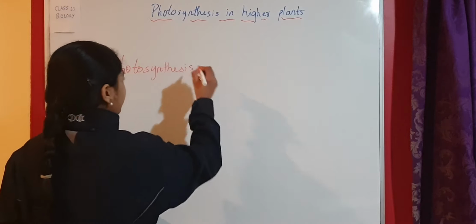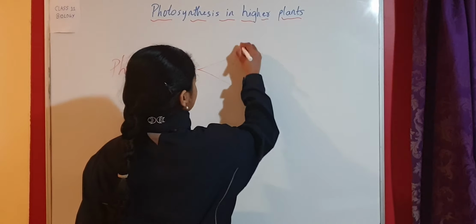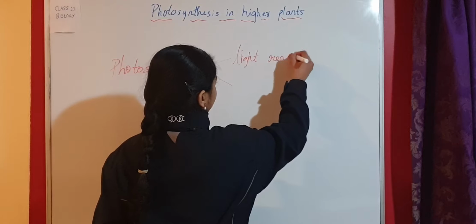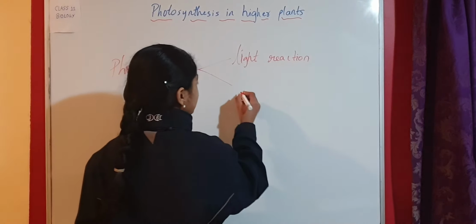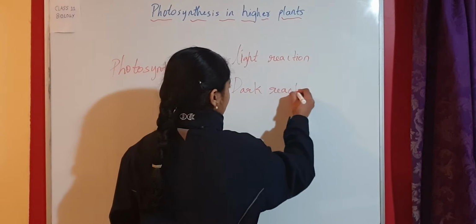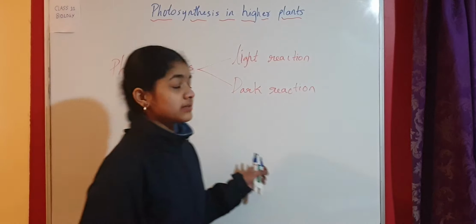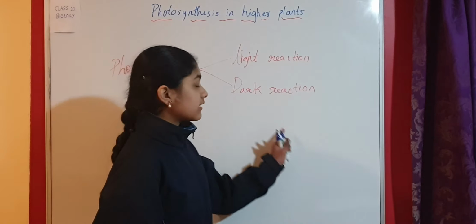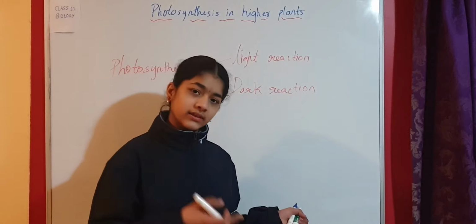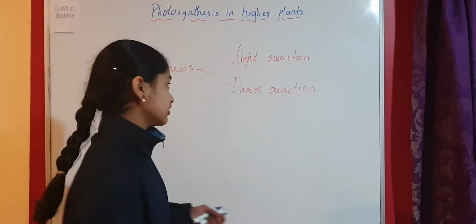Photosynthesis is completed in two reactions. The first one is called the light reaction, and the second one is called the dark reaction. The light reaction is also known as the light dependent reaction because it is dependent on light, and the dark reaction is called the light independent reaction because it doesn't need light, but if there is light also it can do its function. If there is no light also it can do its function.